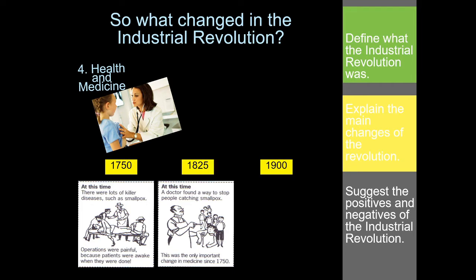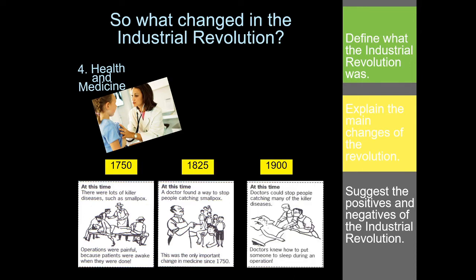In 1825, doctors had found a way to stop people catching smallpox, and that was called vaccination. This was really important. Probably the biggest change was vaccination, and you'll probably hear a lot of talk of vaccination and vaccines at the minute with the situation that we are in.